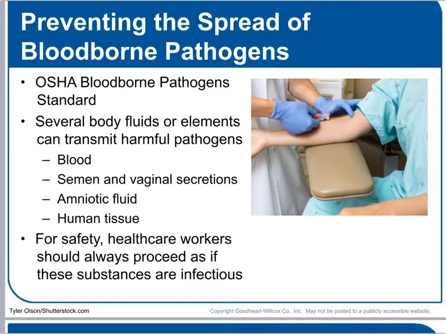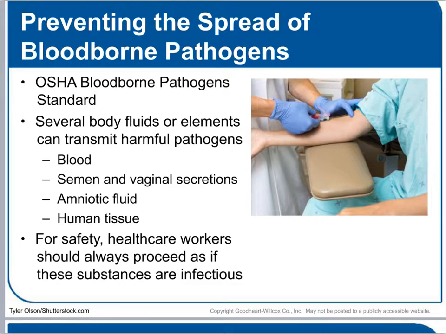Preventing the spread of bloodborne pathogens. So we also have to be trained on this every year. Several body fluids or elements can transmit harmful pathogens. Blood is one. Semen and or vaginal secretions is another. Amniotic fluid, which the only way that you would be in contact with that is if you were around somebody whose water broke. And human actual tissue. So if somebody gets cut or they scrape themselves and somehow their tissue gets on you.